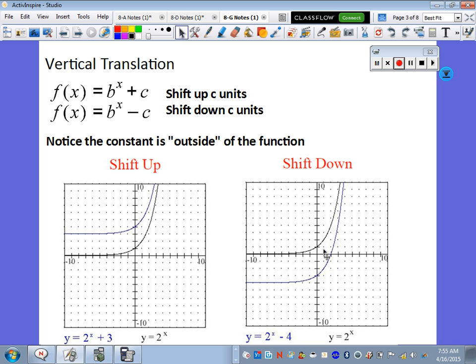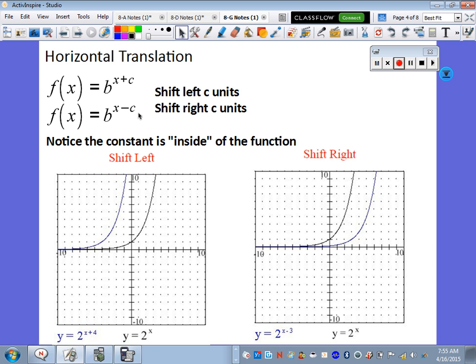Here, notice the constant's inside the function. In other words, we changed the x. So now you're shifting it left or right. If you add 4, notice you're shifting it left. So it's like x minus a negative 4. And here, if you subtract 3, you're shifting it right 3. If you're confused, please note that these are down here at the bottom. That's a horizontal translation.